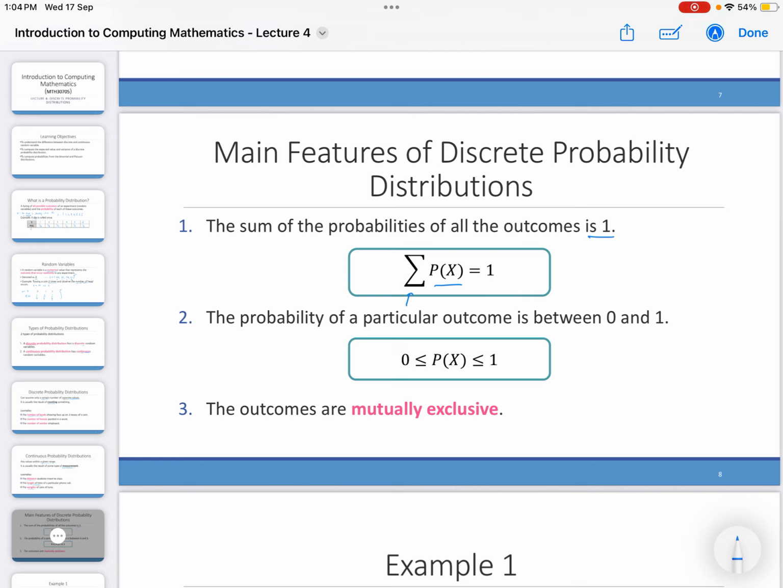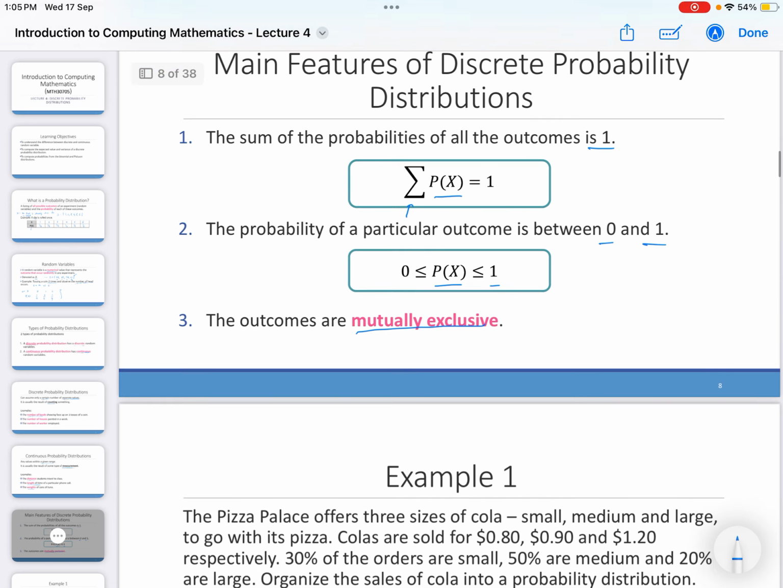Okay, and then the second feature is that the probability of a particular outcome must be between 0 and 1, or we can have this symbol: P of x is greater than or equal to 0 and less than or equal to 1. Okay, and then the third one is the outcomes are mutually exclusive events. So basically, each outcome cannot occur at the same time. It must be mutually exclusive events.